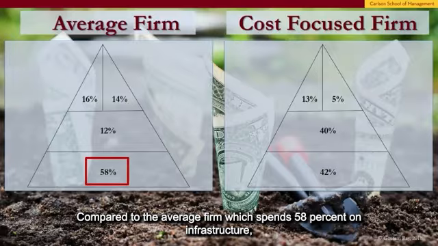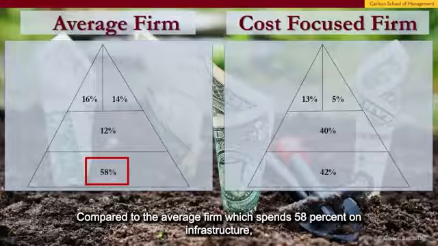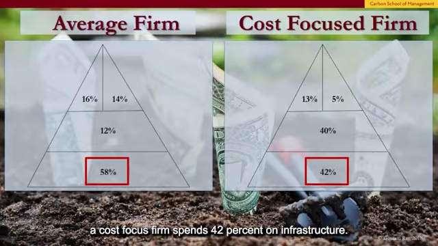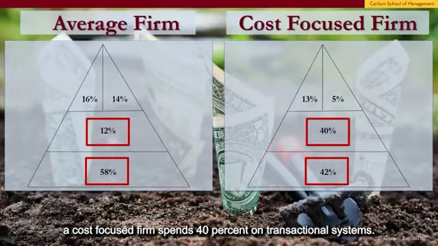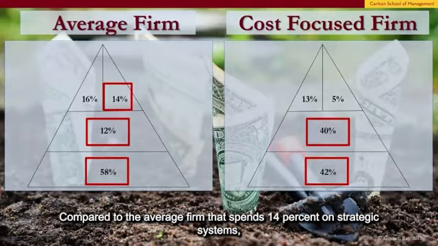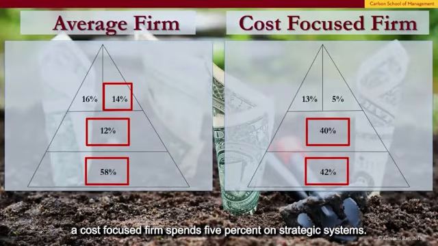Compared to the average firm, which spends 58% on infrastructure, a cost-focused firm spends 42% on infrastructure. Compared to the average firm that spends 12% on transactional systems, a cost-focused firm spends 40% on transactional systems. Compared to the average firm that spends 14% on strategic systems, a cost-focused firm spends 5% on strategic systems.